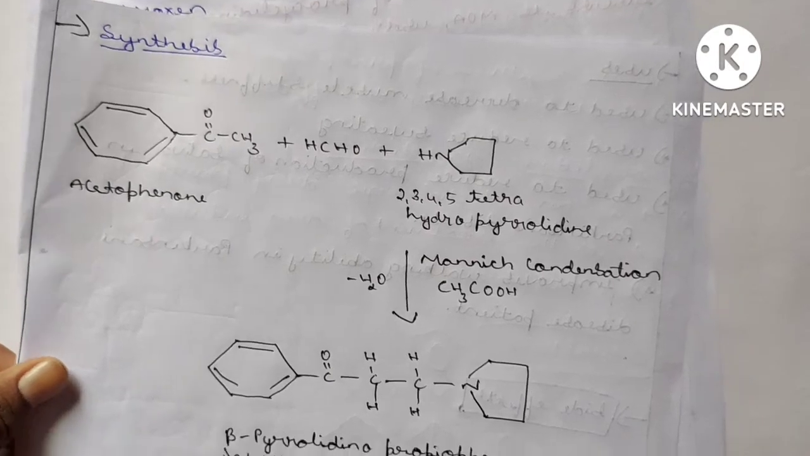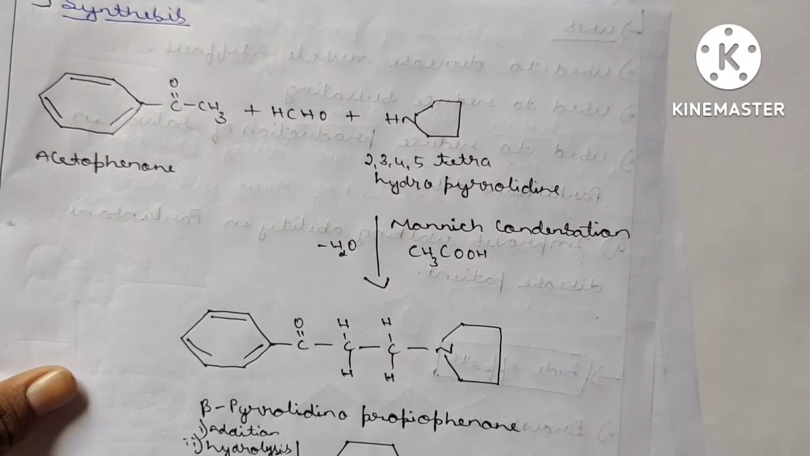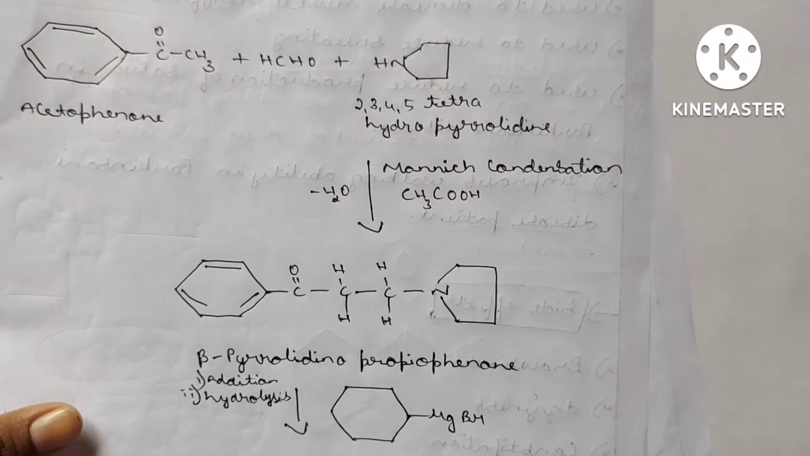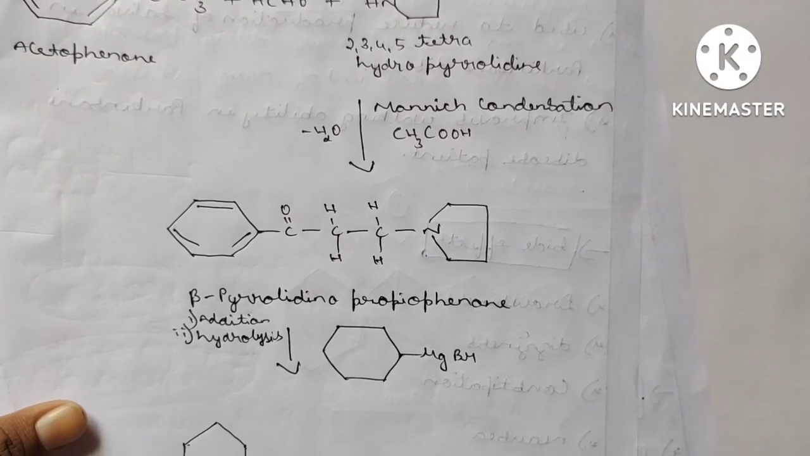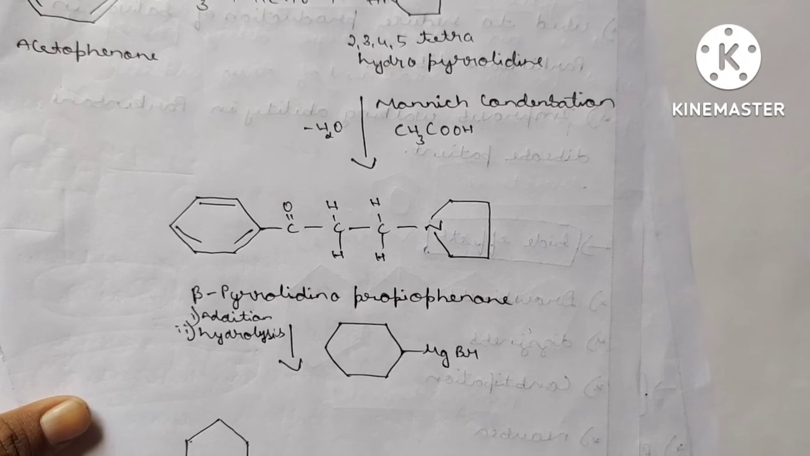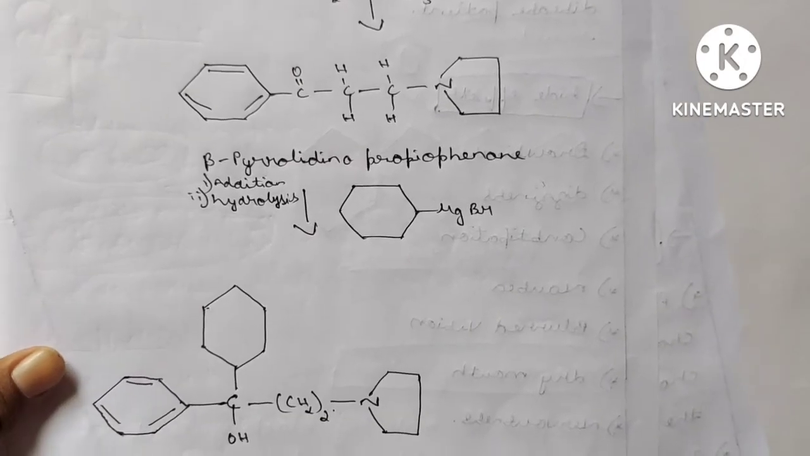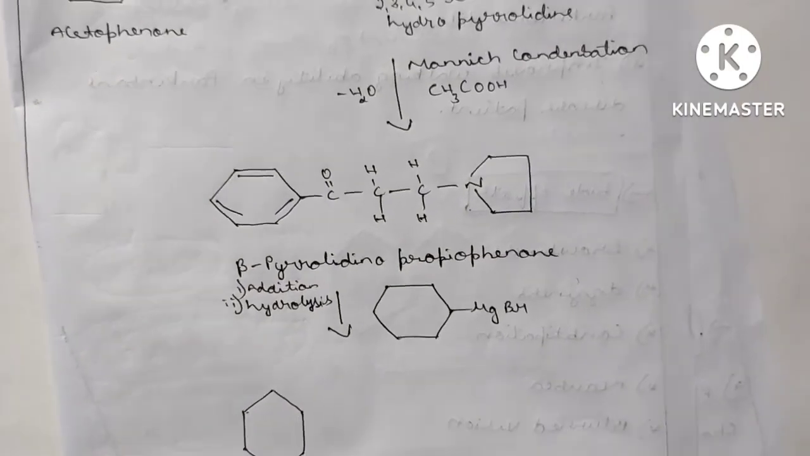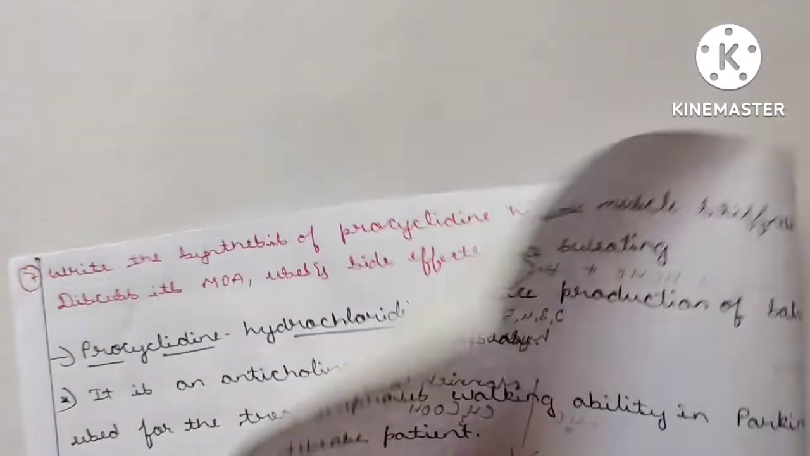Synthesis: acetophenone is made to react with formaldehyde, with formation of a tetrahydropyrrolidine, then Mannich condensation, formation of one more complex structure, pyrrolidino propiophenone. Then the last structure is procyclidine hydrochloride. You have to practice these structures. I will upload the notes, you don't worry, just practice.